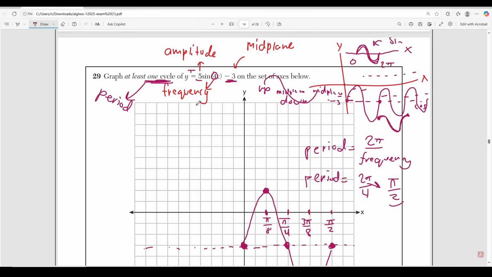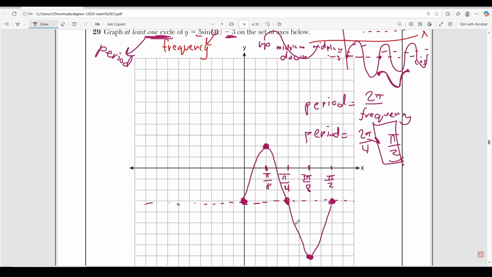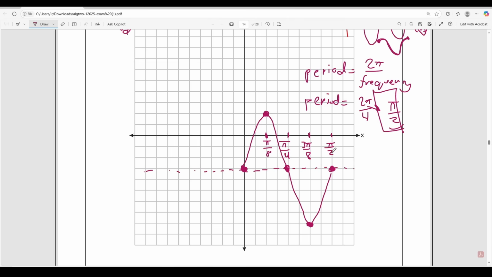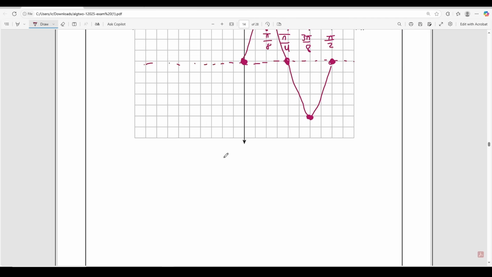This 4 is your frequency. If you take 2 pi over your frequency, you get your period, and your period is the distance that one cycle is going to occur over. So if you plot from 0 to pi over 2, that's the distance it takes for it to go up, back down, minimum, and then back up, okay? That's all you have to know here.